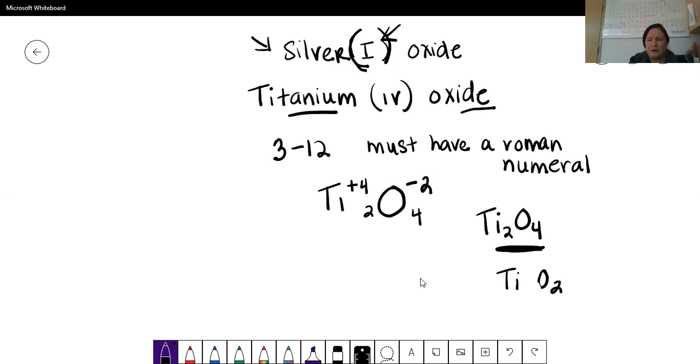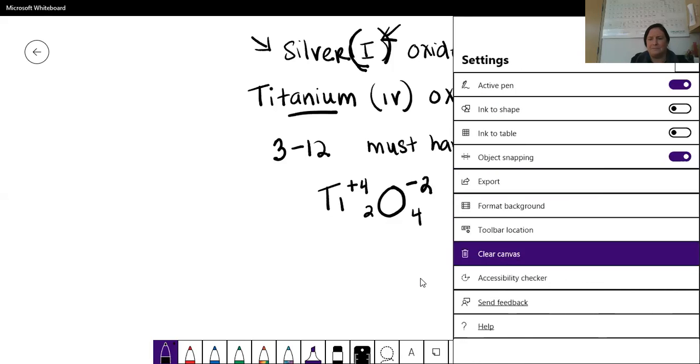Because remember, this is like 2 to 4. That's the same thing as saying 1 to 2 when you have a proportion. So this will really impress me if you can take it to the lowest common ratio of these elements in a compound. Okay, let's do lots more.